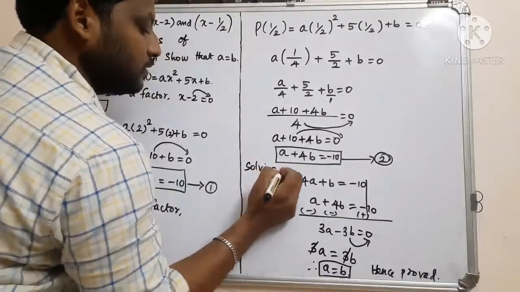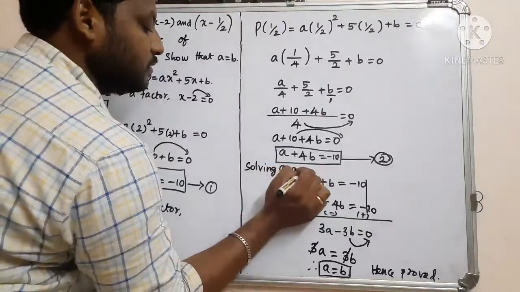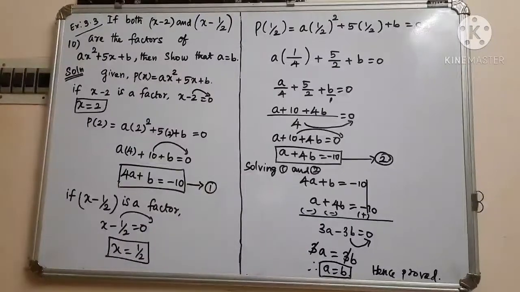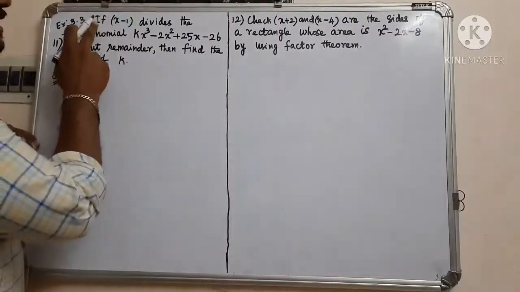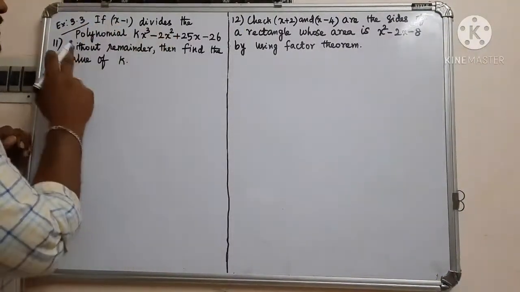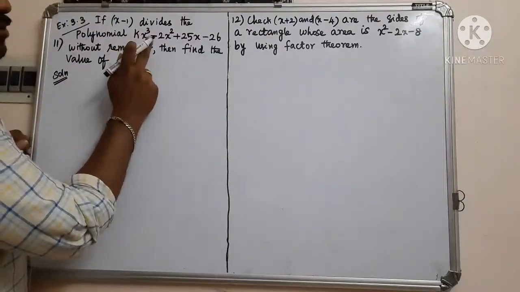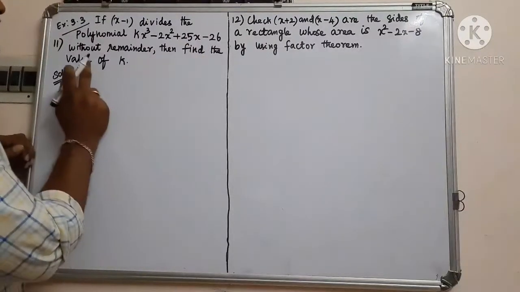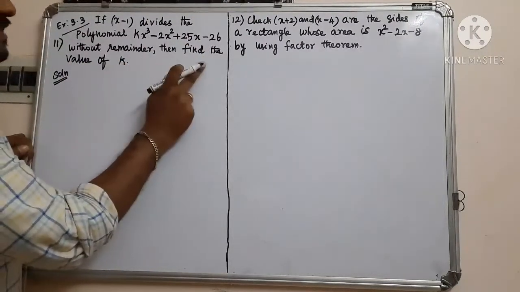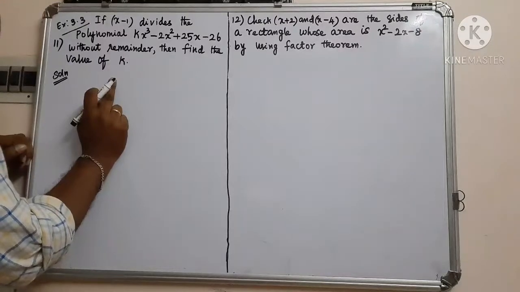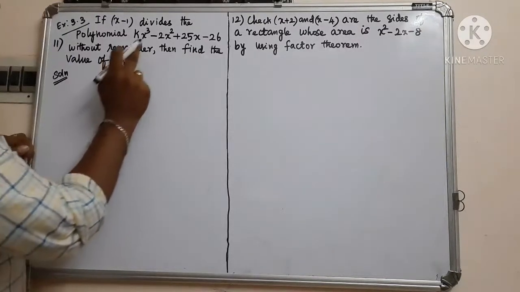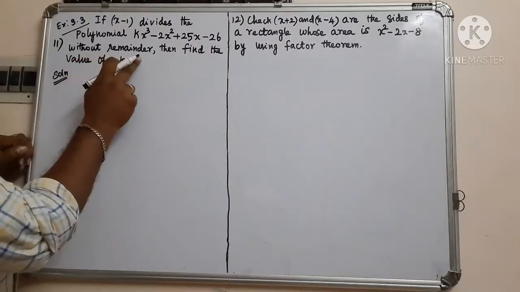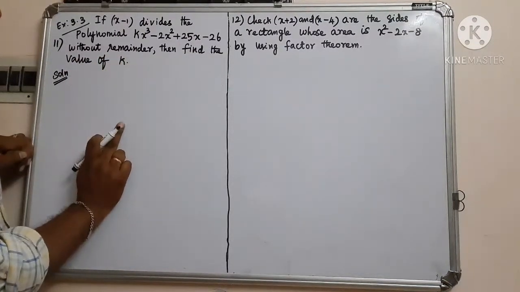Solving 1 and 2. That means you have to add or subtract. Clear? 11th question. If x minus 1 divides the polynomial kx cube minus 2x square plus 25x minus 26 without remainder, then find the value of k. We have to find out the value of k for this given polynomial if the factor is x minus 1. Without remainder means the remainder must be equal to 0.